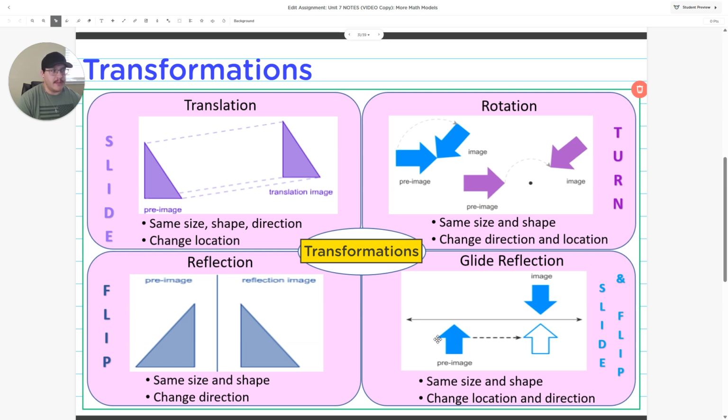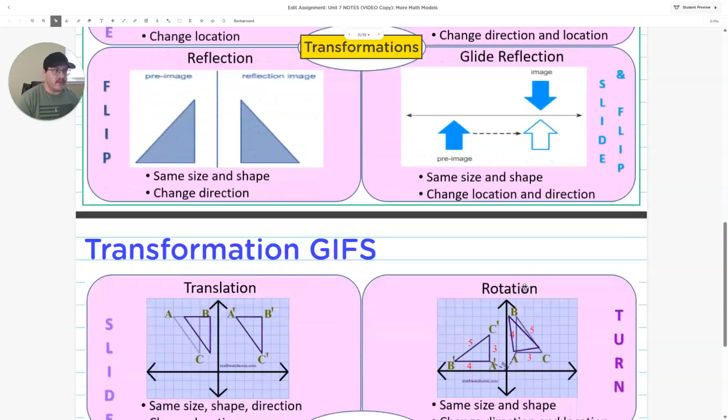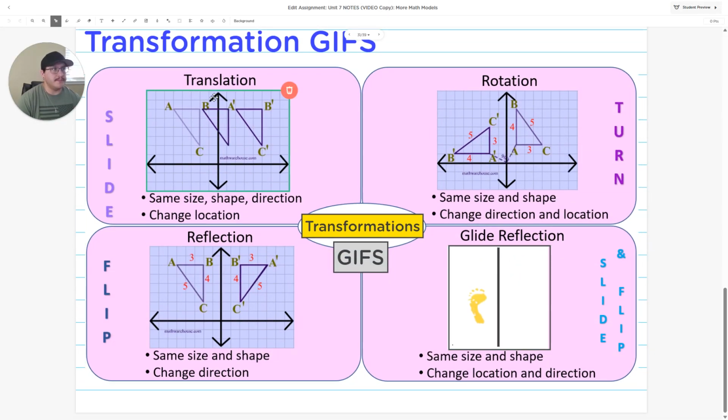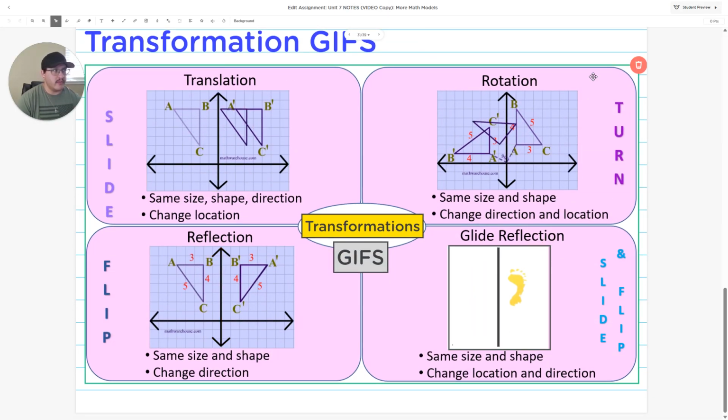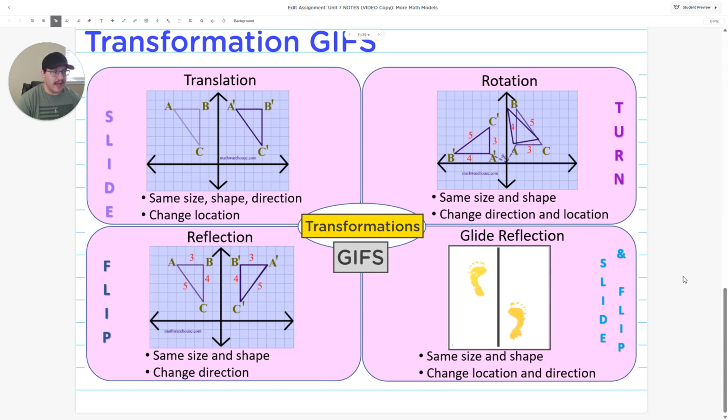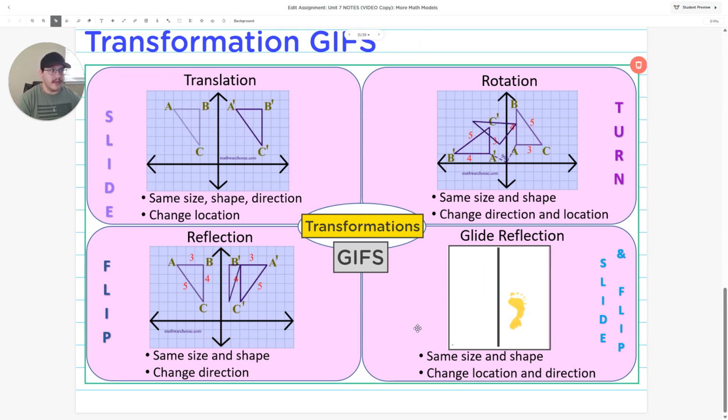Glide reflection, where it takes the image, moves it, and then flips it across a reflection line. So it combines translation and reflection to create a glide reflection. It translates it and then reflects it across a line. To better illustrate this, I do have some GIFs to go along with those images. And again, translation, rotation, reflection, and glide reflection. You can just take a few seconds to watch how those images animate and better understand what I mean when I say these terms here.